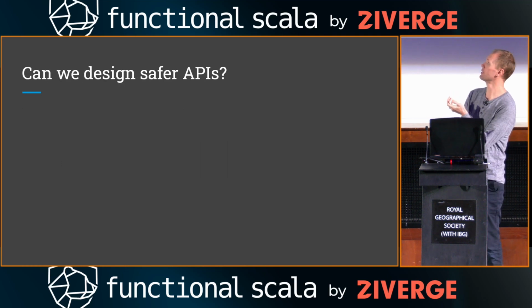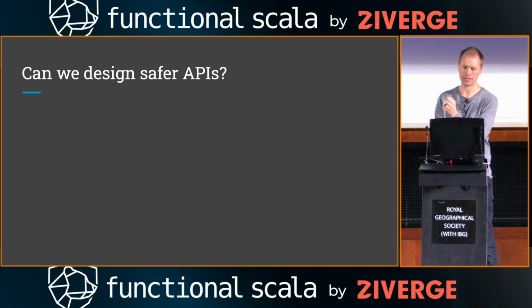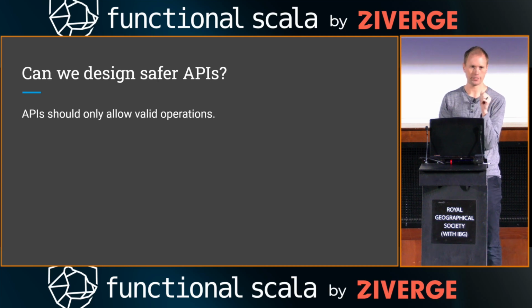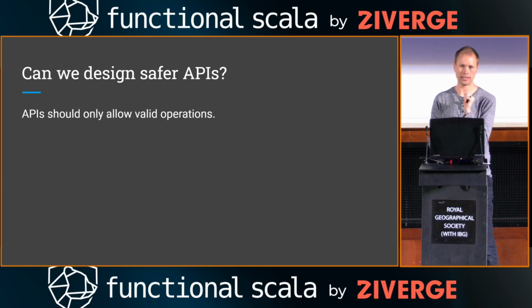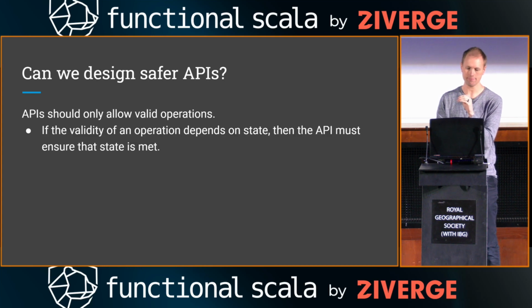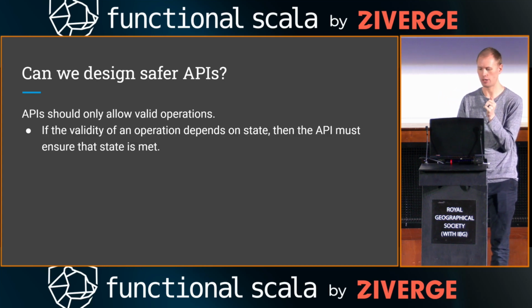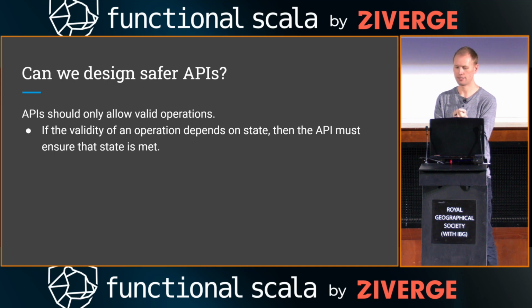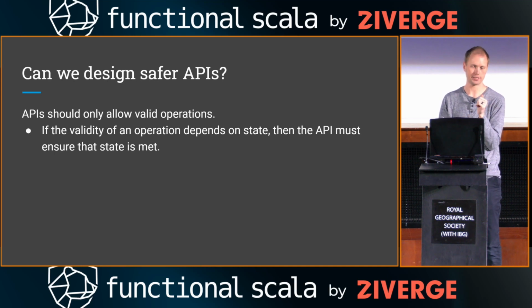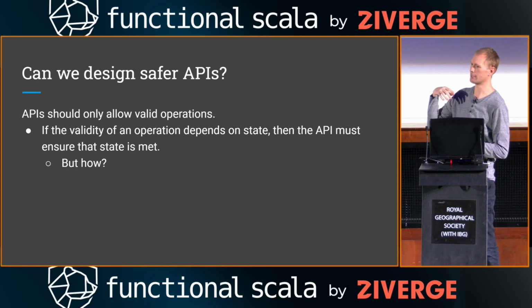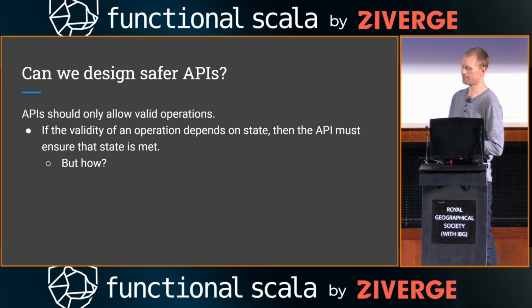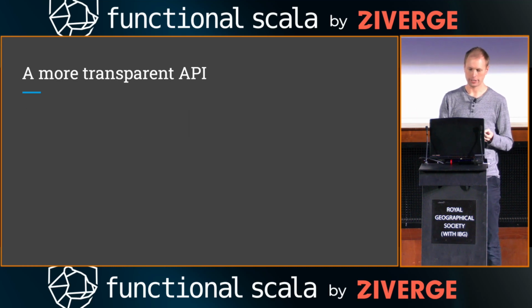So the question is, can we design safer APIs? Ideally, APIs should only allow valid operations. And if the validity of an operation depends on state, then the API must ensure that state is met. I think we can agree that that would be a great property. I think the question, though, is how do we do that? And what I think we can do more in programming is have a more transparent API.